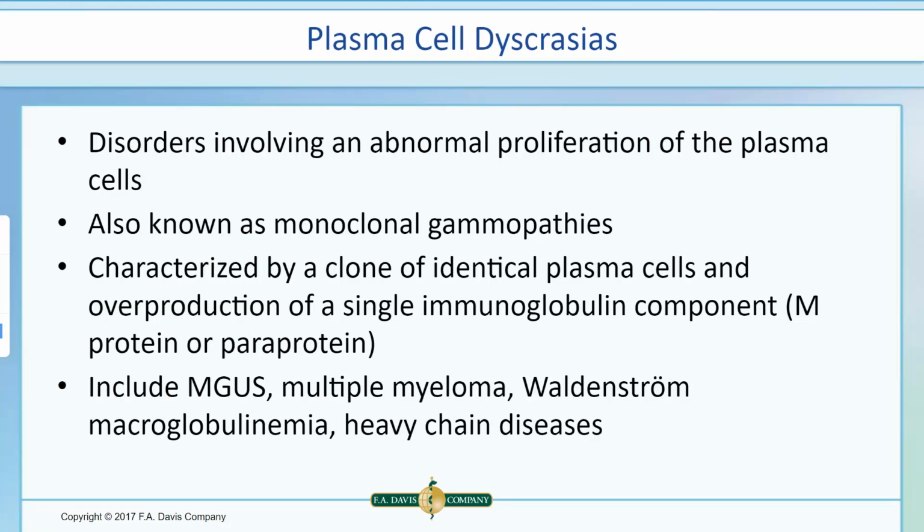Plasma cell dyscrasias, disorders involving abnormal proliferation of the plasma cells, also known as monoclonal gammopathies, characterized by a clone of identical plasma cells and overproduction of a single immunoglobulin component, also known as an M protein or a paraprotein. Includes MGUS, multiple myeloma, Waldenstrom macroglobulinemia, and heavy chain diseases.